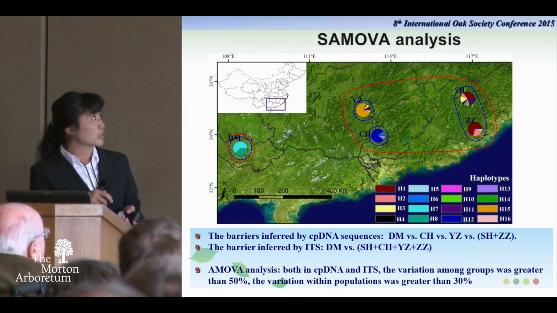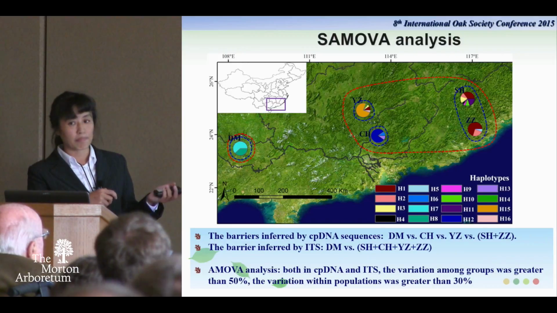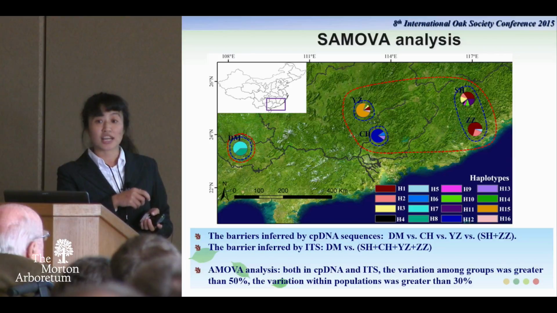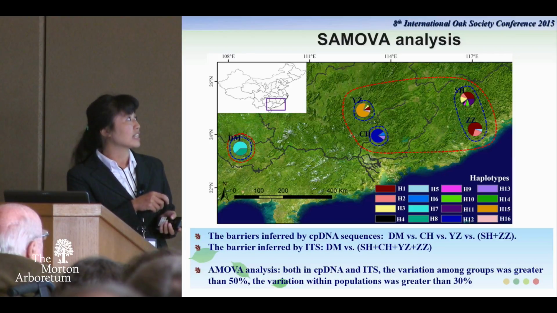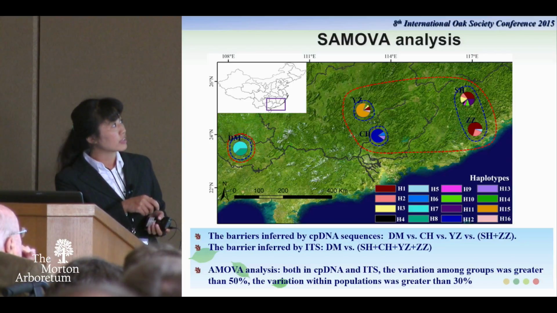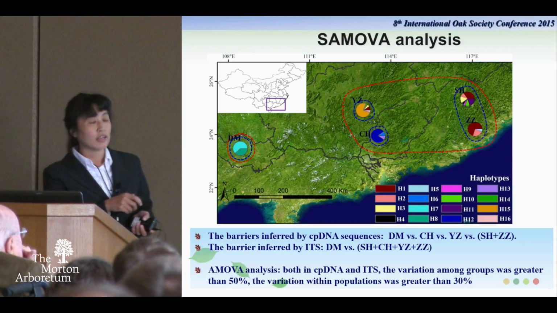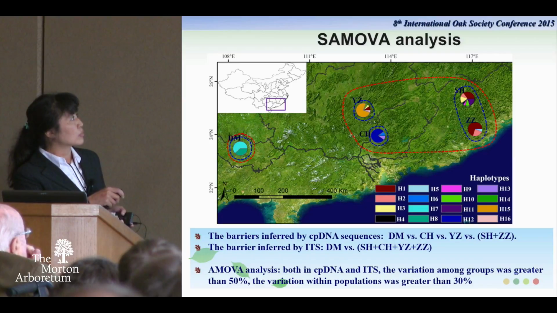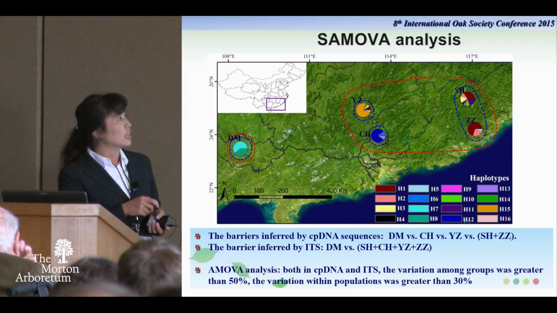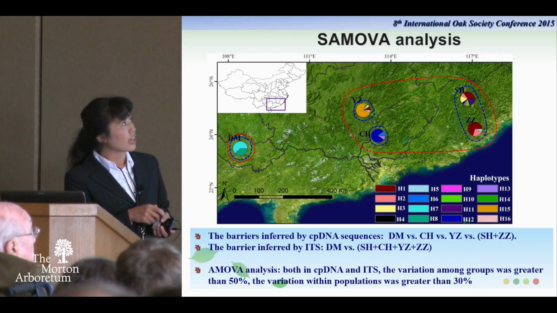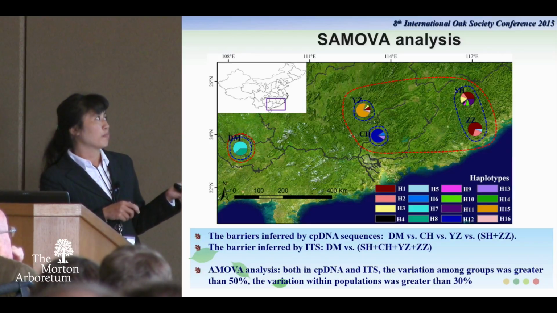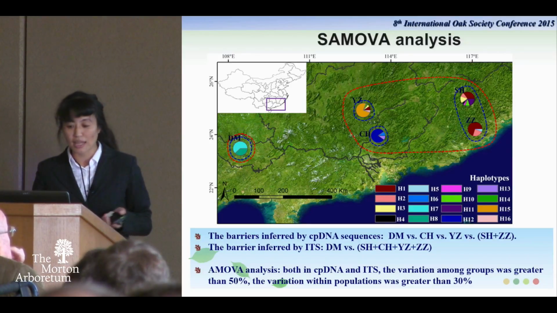So we tested a little bit with the SAMOVA analysis. This test is trying to figure out whether there's a barrier between the populations. When we look at the red dashed lines, the result from the ITS data, it seems that those four populations do not have a significant barrier between them. But the dashed line is the result from the chloroplast DNA. We can find that, except for those two clustered together, the rest of the populations seem to have a barrier between them. So that's the result.